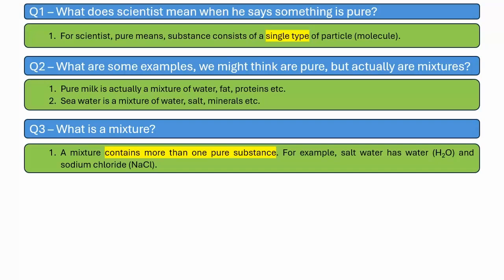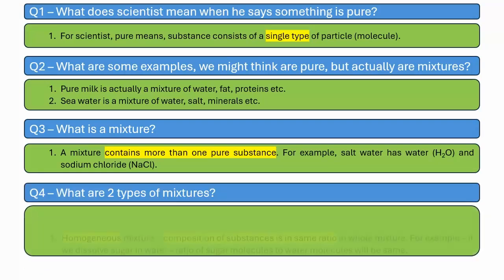If you take, for example, water, which is pure, and salt, which is also pure, and you mix these both, you dissolve salt in water, you get a solution, which is a homogeneous mixture. So a mixture contains more than one pure substance. What are the two types of mixtures?